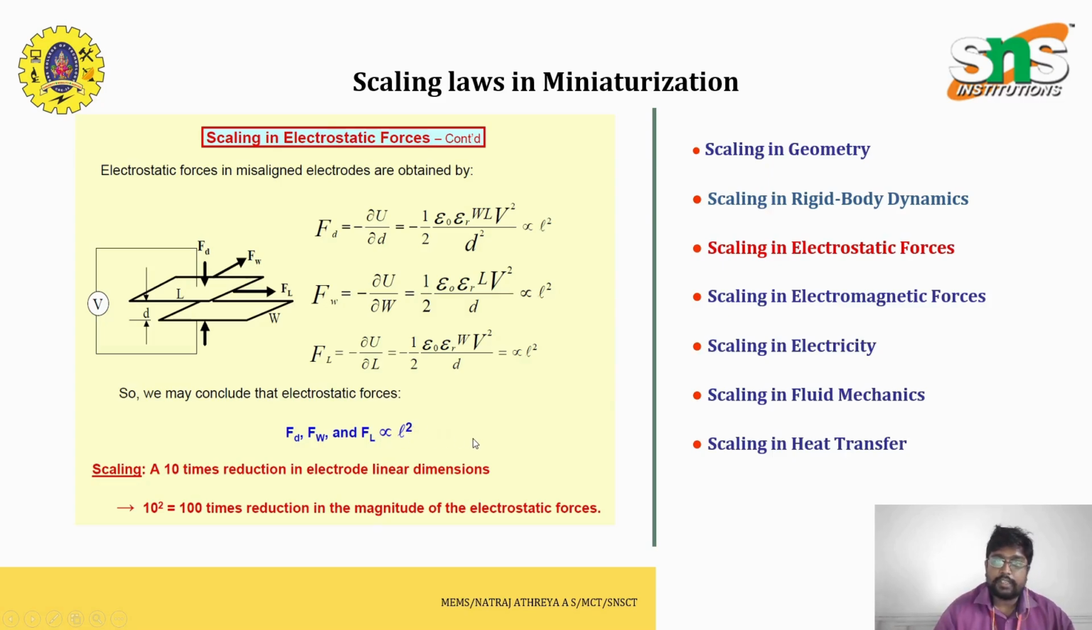What we can finally conclude is that when there is a 10 times reduction in the electrode's linear dimensions, there will be a 100 times reduction in the magnitude of electrostatic forces. So keep this in mind when we go to the electromagnetic forces.